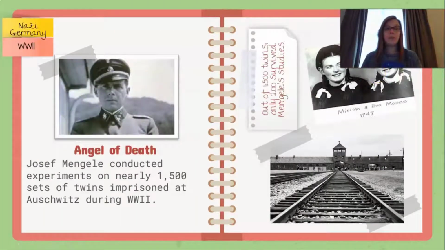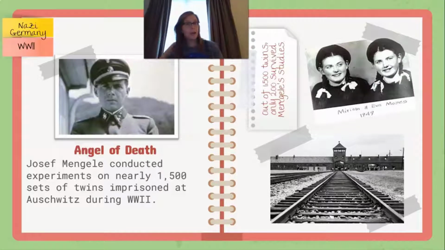Alright, so before we go into the specific guidelines, I want to tell you some of the history of some of the unethical experiments that led to the creation of this Code of Ethics. One of the studies that was mentioned was the research of Joseph Mengele. Mengele was a Nazi doctor who worked at Auschwitz during World War II. He was given sets of twins to experiment on and basically given free rein to do what he wanted. He conducted experiments on nearly 1,500 sets of twins that were imprisoned at Auschwitz during World War II. And out of those 1,500 sets, only 200 survived his studies. He became known as the Angel of Death by the prisoners in Auschwitz, because if you were sent to him, you very likely would not be coming back.